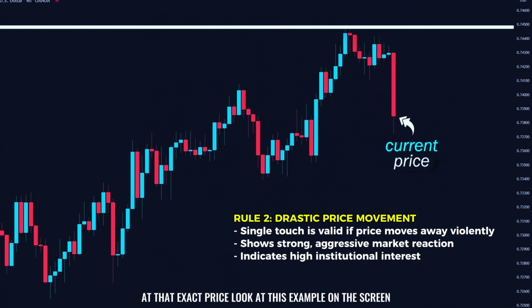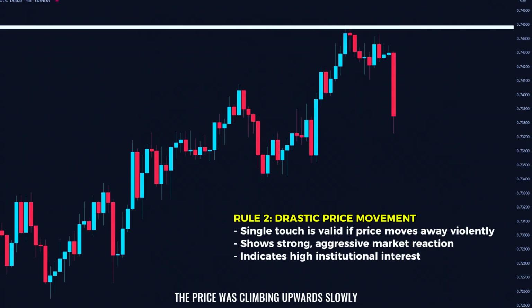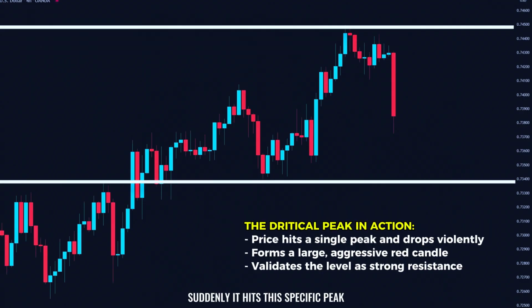Look at this example on the screen. The price was climbing upward slowly. Suddenly it hits this specific peak and drops down incredibly fast, forming a massive, long red candle. Even though the price has only touched this high point once, the fact that it reversed so aggressively and traveled a huge distance away tells us that this is a highly important resistance ceiling.